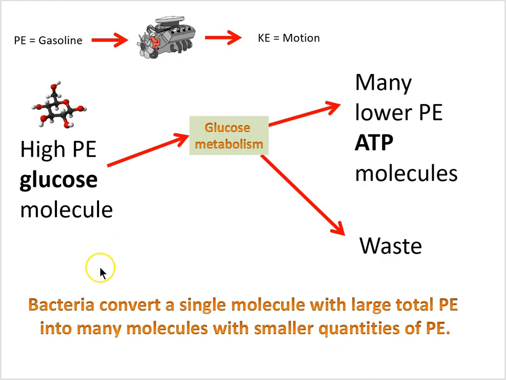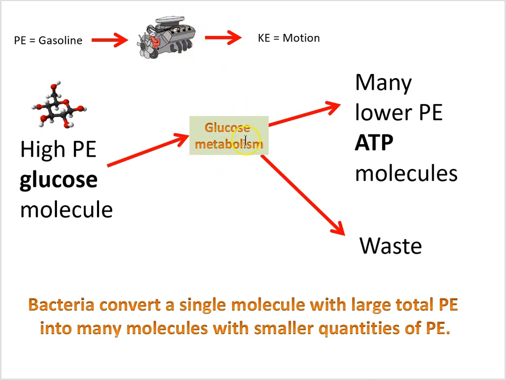So in a sense then, bacteria convert a single molecule with large total potential energy into many molecules with smaller quantities of potential energy. So we have glucose is a high energy food molecule. We're going to break it down and harness that energy and package it up into many ATP molecules. And sometimes this process of metabolism is compared to an engine. So just as an engine has a fuel, gasoline has lots of potential energy stored in all the chemical bonds of the molecules in gasoline. Well, that potential energy will be converted into kinetic energy, the energy of motion by the engine.